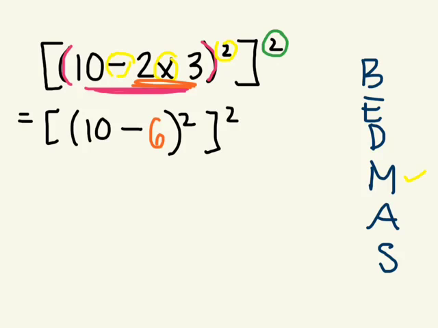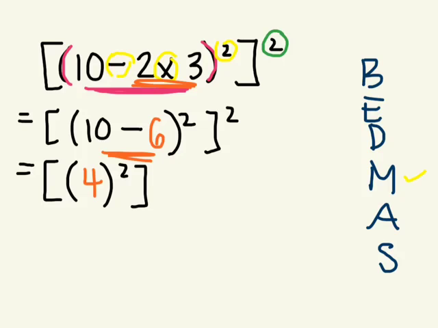Okay, good. Okay, so now we continue to simplify because we still have an operation inside the bracket, which is subtraction. 10 take away 6 is 4. So I have 4 to the power of 2. When I simplify that, the answer to that will be to the power of 2. So now what? So now we're going to simplify our exponents.